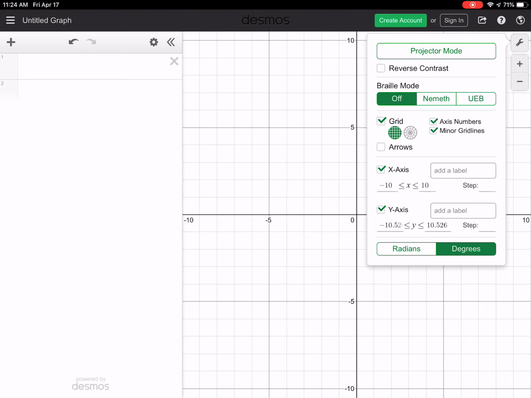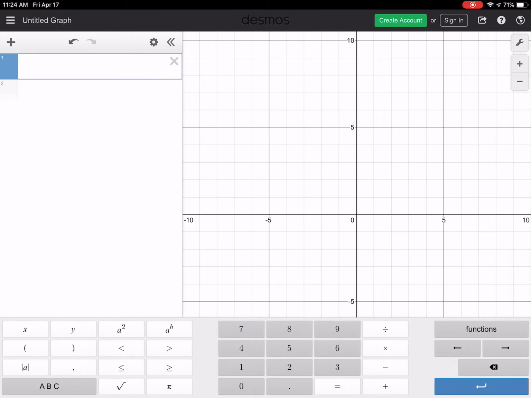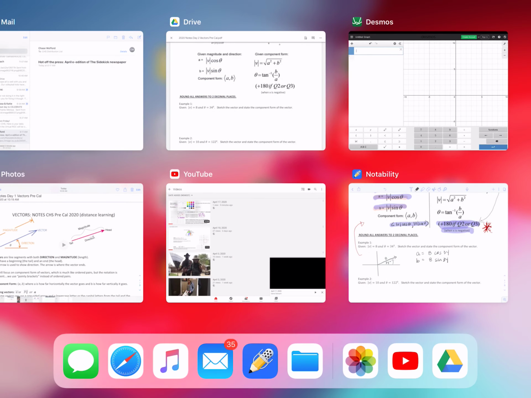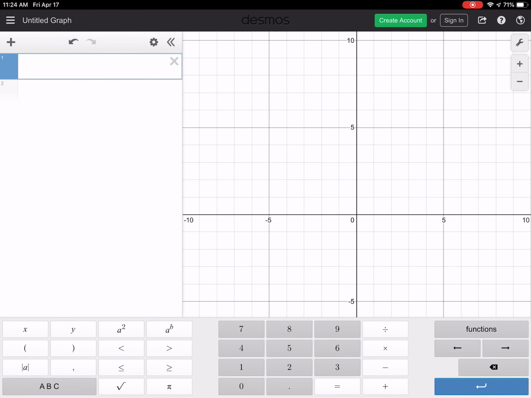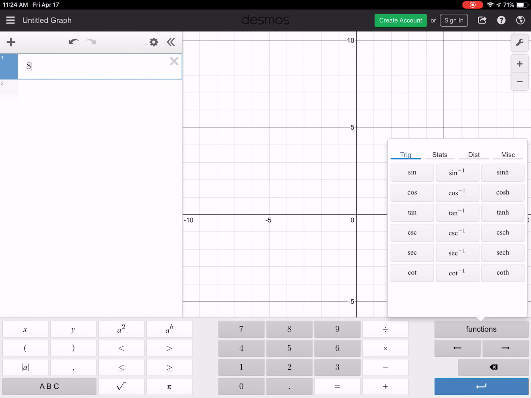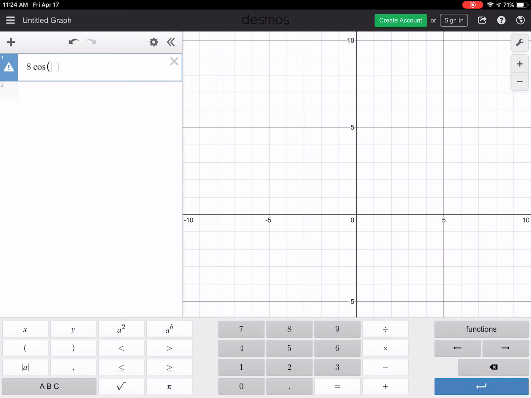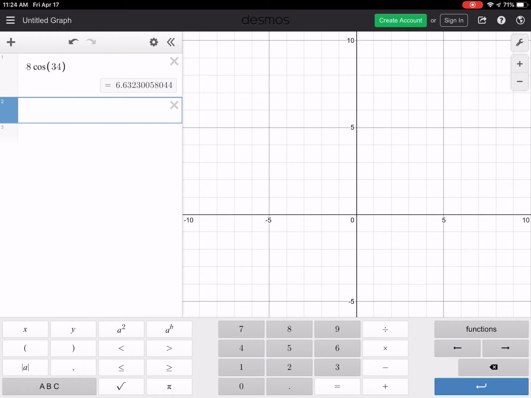Vectors are usually stated to you, not always, but usually, in degrees. So go to tools, switch to degrees. Come over here, and we need to type in 8 cosine 34. So we just type it in up here. You go 8, hit your functions, hit the word cosine, and then put your degrees, and then you can end your parentheses and hit enter. The horizontal component would be 6.63.